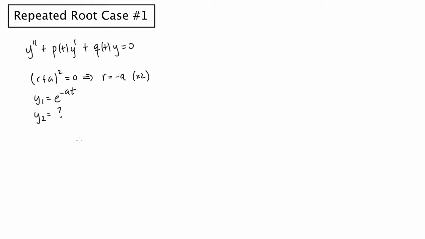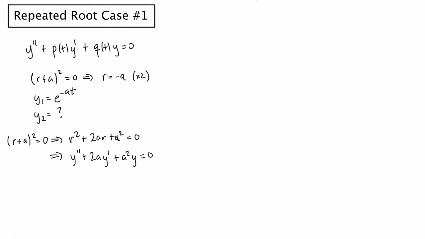So all I can do is go from the information I'm given, and if I know that r plus a squared equals 0 is the form of the characteristic equation, then if I go ahead and FOIL this out, then this is what the characteristic equation must look like, which means the equation it comes from must look like this. So this is the only type of differential equation, at least constant coefficient equation, that will give repeated real roots. And so I know what my first solution is.